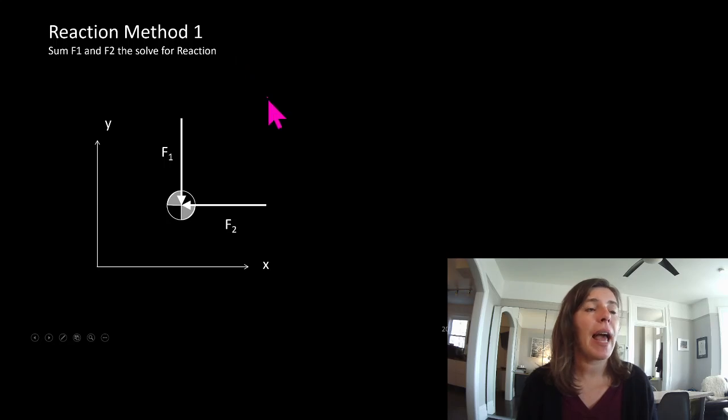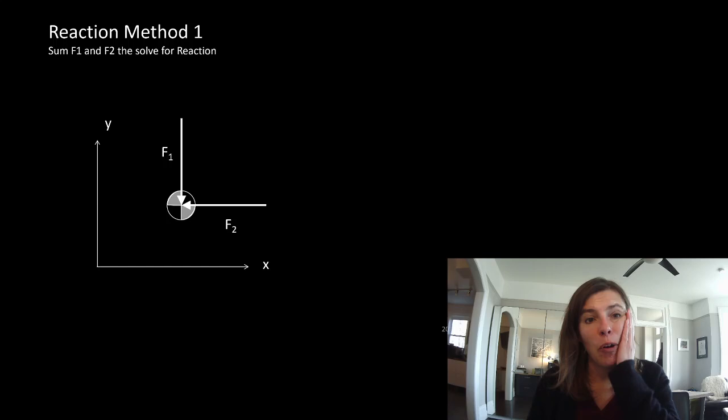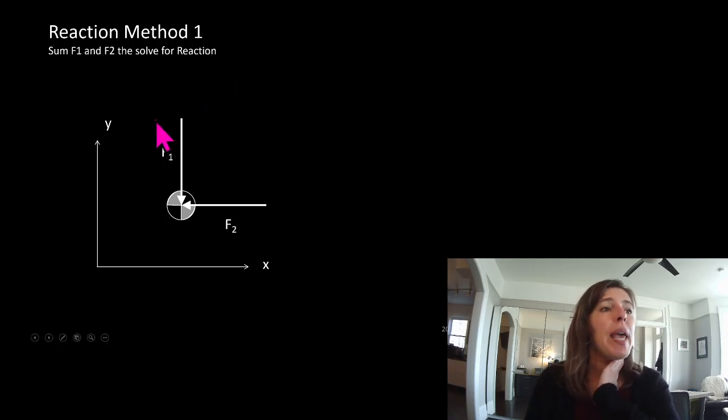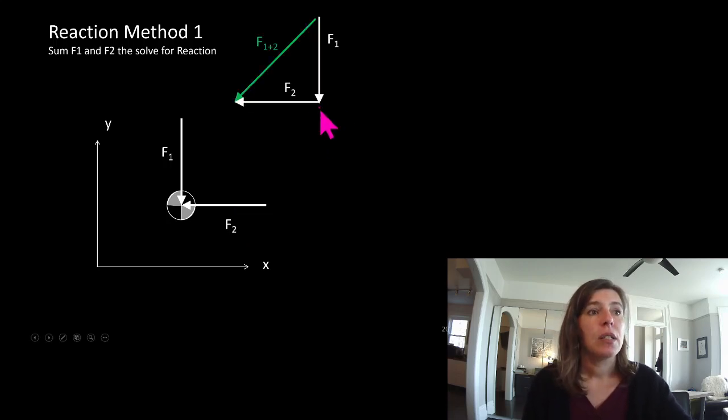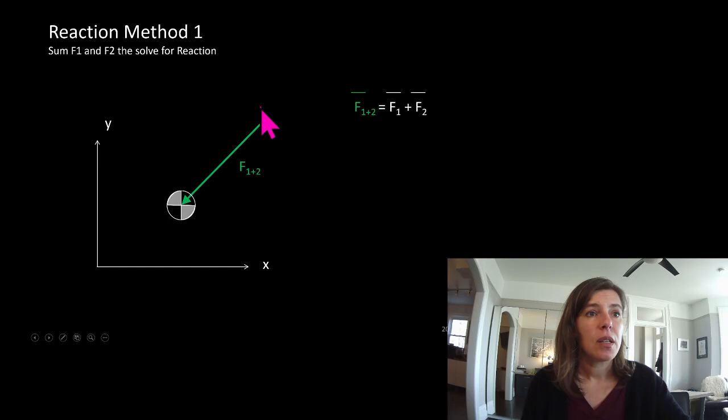Let's take a look at how we can talk about reactions, because there's two ways we can figure out what the reaction is. If we have F1 and F2, we can solve for the reaction. We know we can sum up F1 and F2. So the total force F is going to be F1 squared plus F2 squared, and then take the square root of it to find our value F. So we have F2 and F1 drawn tip to tail, giving us F1 plus F2, or our total force.